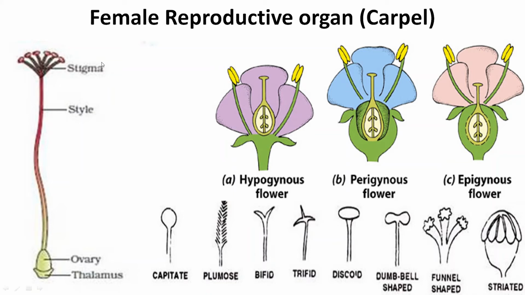And this stigma can be of different types in different plants. It can be capitate, it can be plumose, feather like, it can be bifid, it can be trifid, see, three, here two. It can be discoid, this is full round, this is a little oval in shape. It can be dumbbell shaped, it can be funnel shaped, it can be striated. Clear? In various plants, various types of stigma can be found.